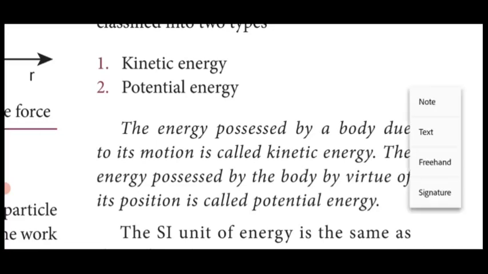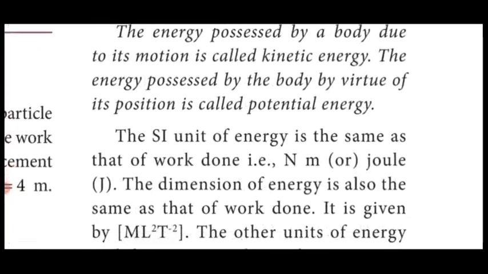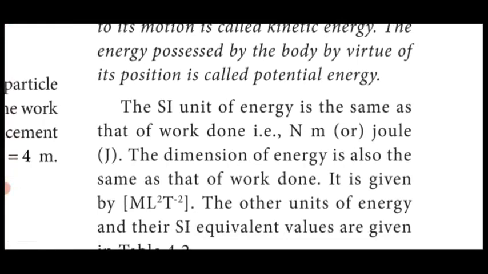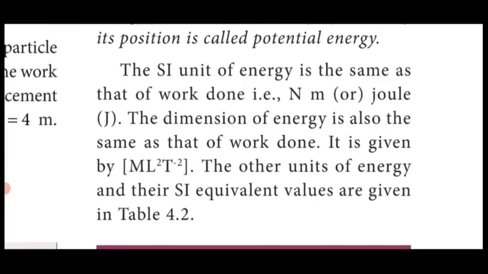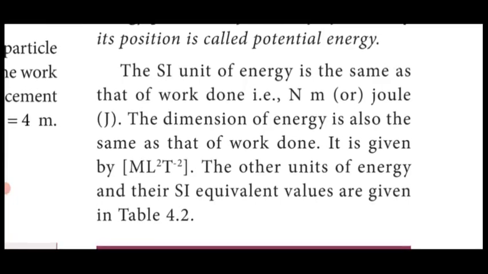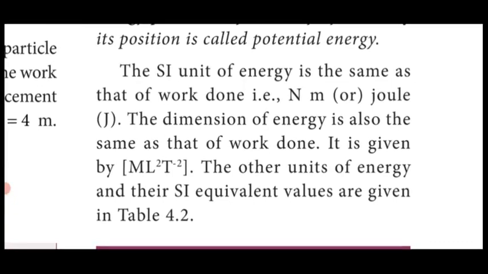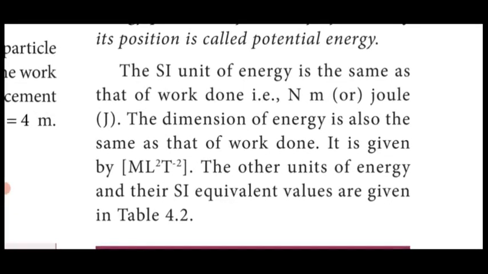So please be clear with the terms. If it is in motion, it possesses energy, that is kinetic energy. When the energy is possessed due to its position, then it is potential energy. The unit of energy is the same as for work done: Newton meter or joule. The dimension of energy is also the same as for work done, that is ML²T⁻². The other units of energy and their SI equivalent values are also given in the book.